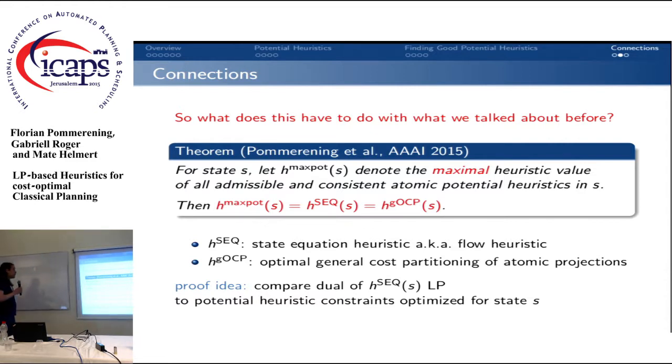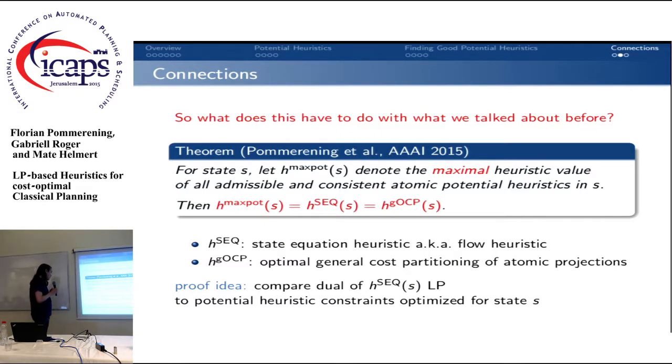Well, it turns out that it's really the same thing we've just seen. So what does this say? Let's take a state, and let's take the best possible potential heuristic for that particular state. So we have a large set of admissible and consistent potential heuristics, and each of these assigns a particular value to the state. Let's take the best one, like the best thing that this approach can give us. Well, it turns out this is actually just, again, exactly the same as the state equation heuristic for that state, and it's exactly the same, because that's what Florian showed, as doing the general optimal cost partitioning over the atomic abstractions for this particular state. So it's really the same idea showing up again.